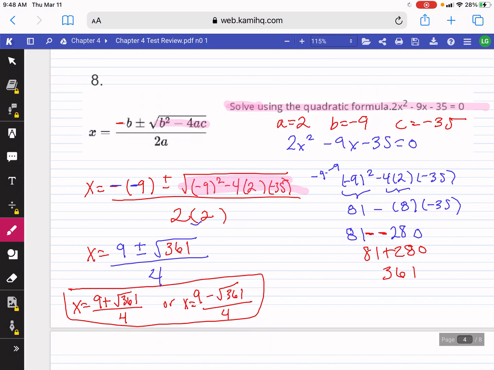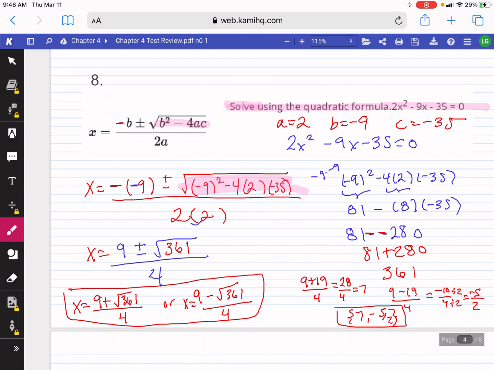You could take it a step further and actually simplify it. This only works though if you get whole numbers. So if you do square root of 361 on a calculator, the square root of 361 comes out to 19. So if you wanted to actually make it smaller, this would become 9 plus 19 over 4 and 9 minus 19 over 4. Here 28 over 4 is 7. Here you get negative 10 over 4, which if you divide by 2 simplifies to negative 5 halves. So another way to write this answer would be 7 and negative 5 halves.